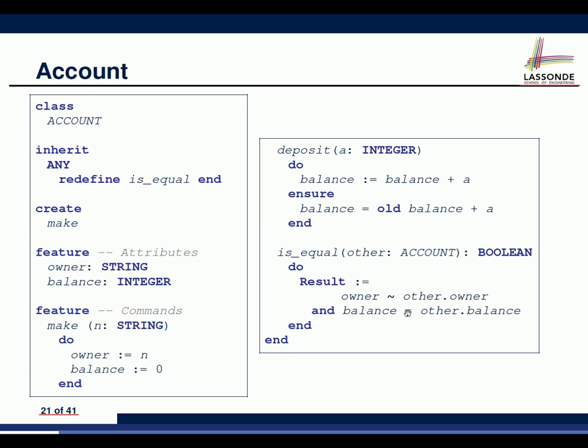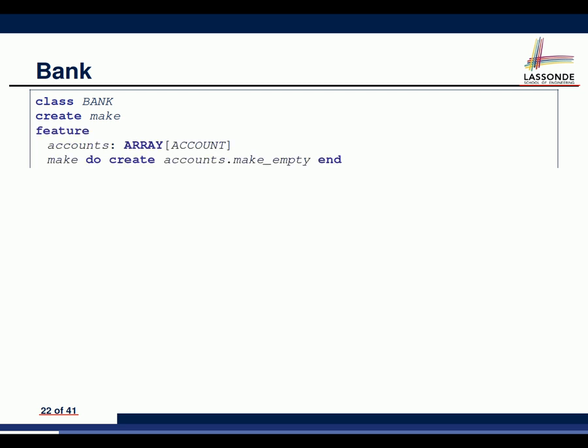Now, the account class is not that exciting. What's really exciting is the bank class. The bank class over here has a constructor called make. Then we have an array of accounts, and a constructor which just makes an empty array of accounts. There's only one attribute to worry about for the bank class.